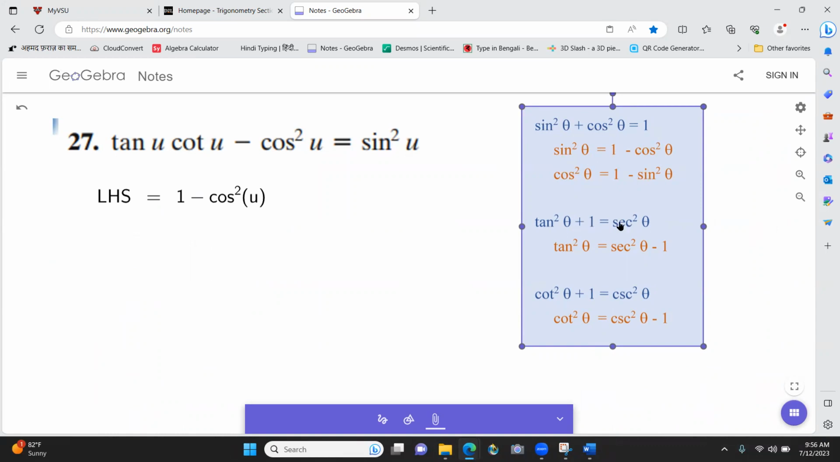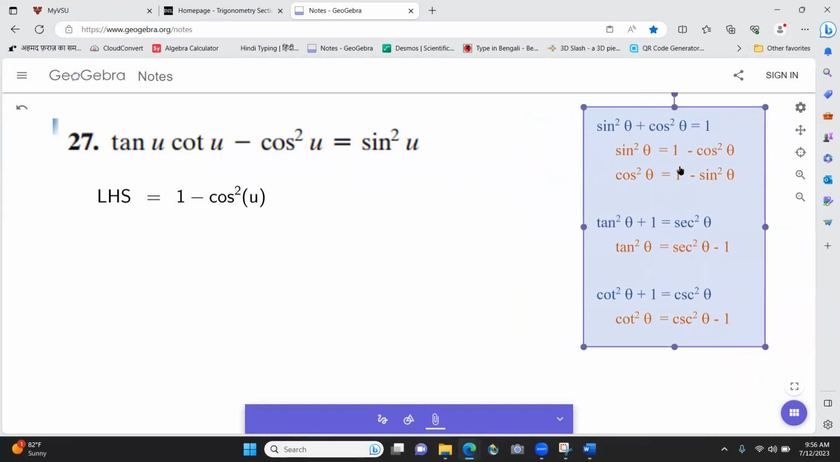We are familiar with this blue one. Tan squared theta plus 1 is secant squared theta. But if you subtract 1 from both sides, you get the orange one. Same kind of a story. Cotangent squared theta plus 1 is equal to cosecant squared theta. But if you subtract 1 from both sides, you get this orange version. So you kind of want to be familiar with all of them.